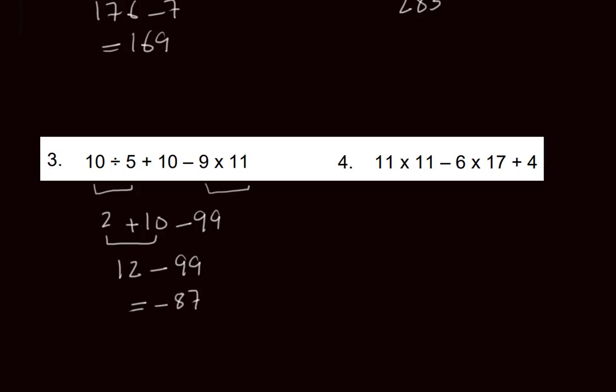We should be careful about the negative, because the larger number is negative, so it's not a positive answer. Do not subtract 12 from 99. You have to subtract 99 from 12, that is, 12 minus 99.